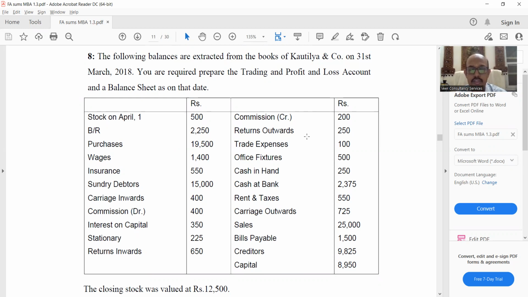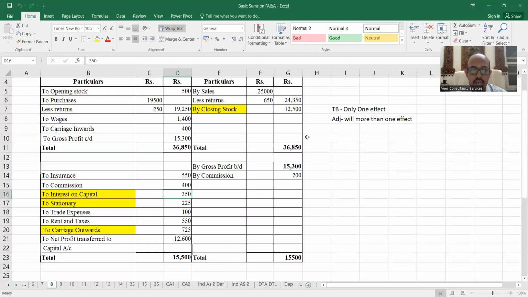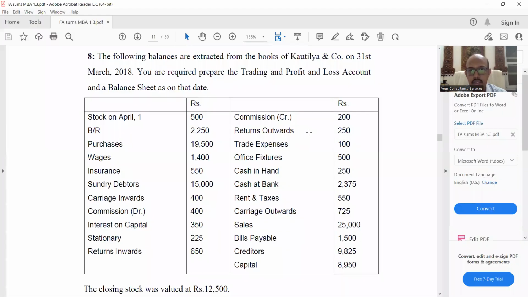Then I have return outwards. These are those purchases that we have sent back to the vendor. So they are the purchase returns. Again, two things you can do: either make it an entry on the credit side of the trading account, or you say less from the purchase. We'll take the second route. We'll say to purchase and less returns. So make a note over here, write that it will be less from purchase.